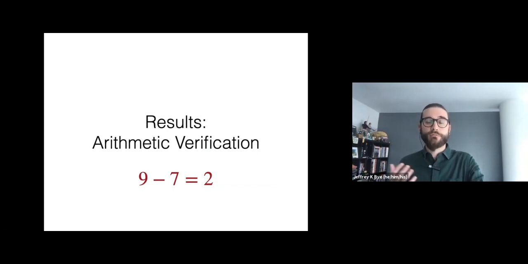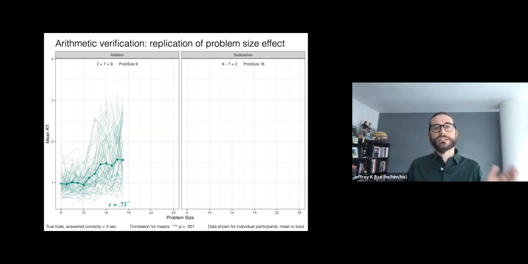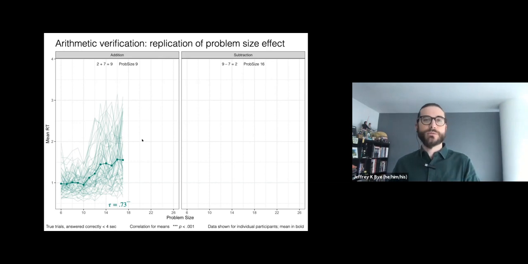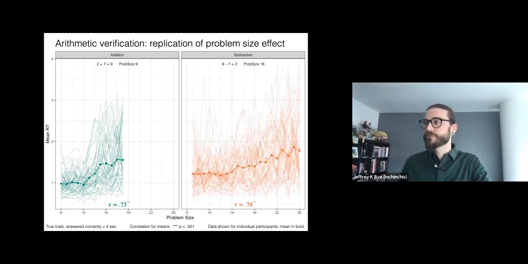So the question is, at first, do we replicate the problem size effect? Indeed, for the addition trials, each individual participant is plotted here, their mean reaction time against problem size on the x-axis. Participants tend to increase in reaction time as the problem size increases, and the overall trend in aggregate across participants is significantly positive. For the subtraction problems, we see a similar result. We replicate the problem size effect across subtraction problems, again significantly positive.